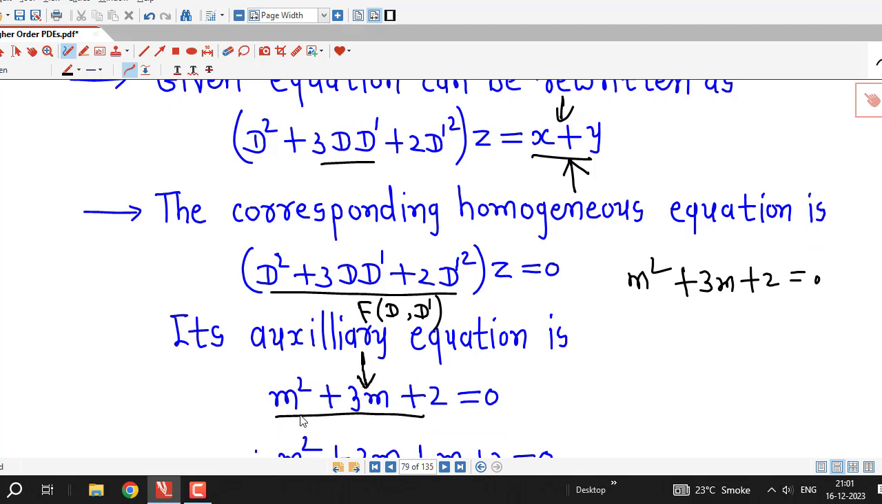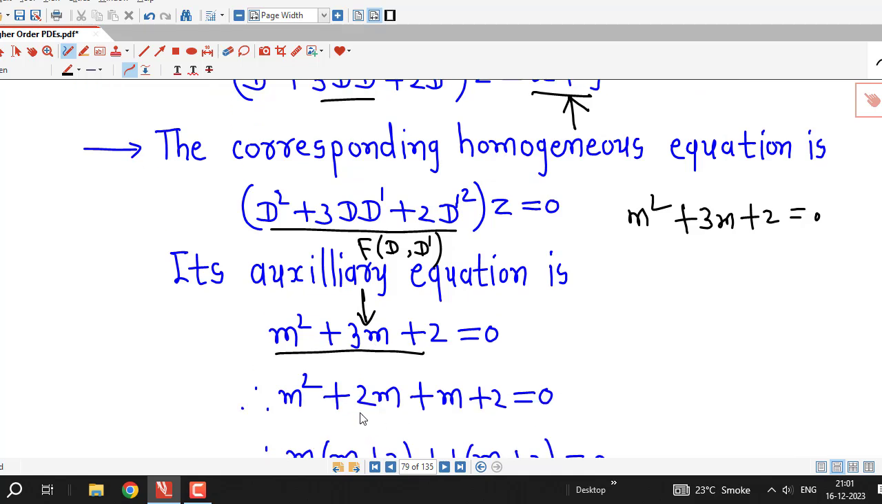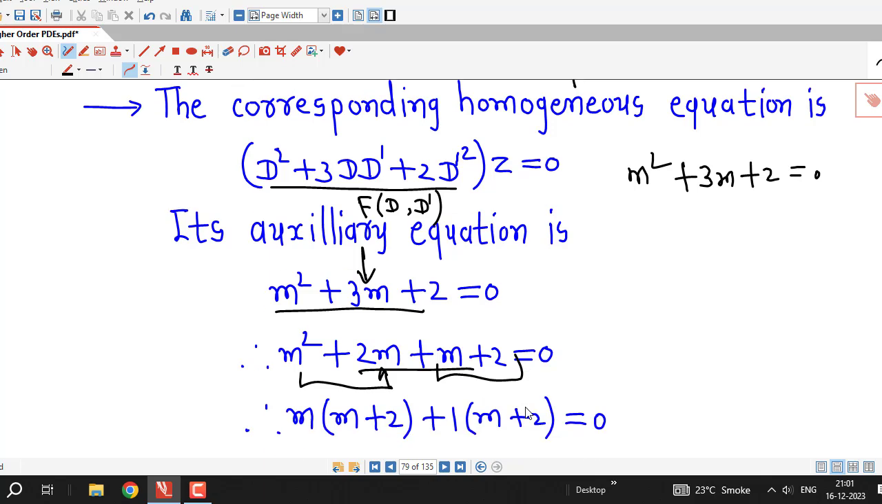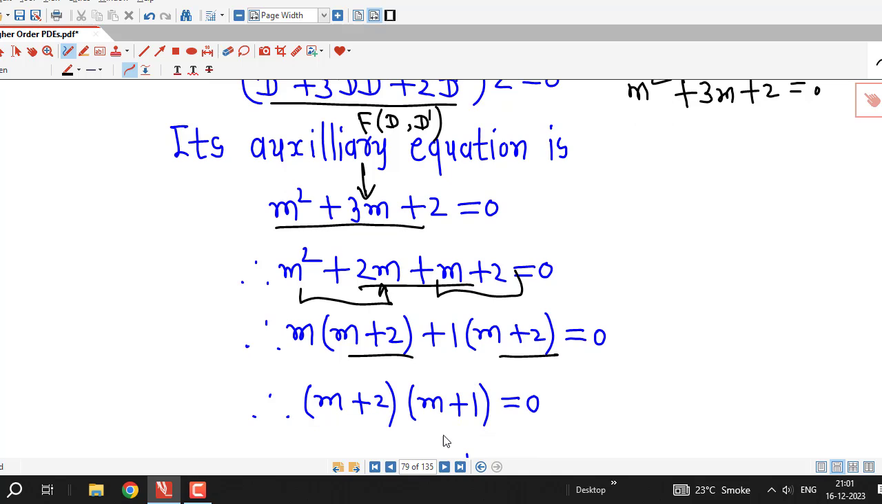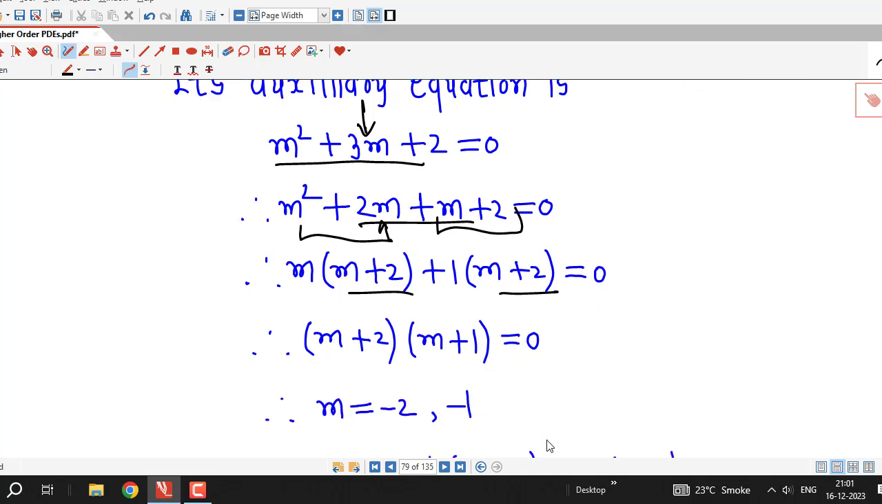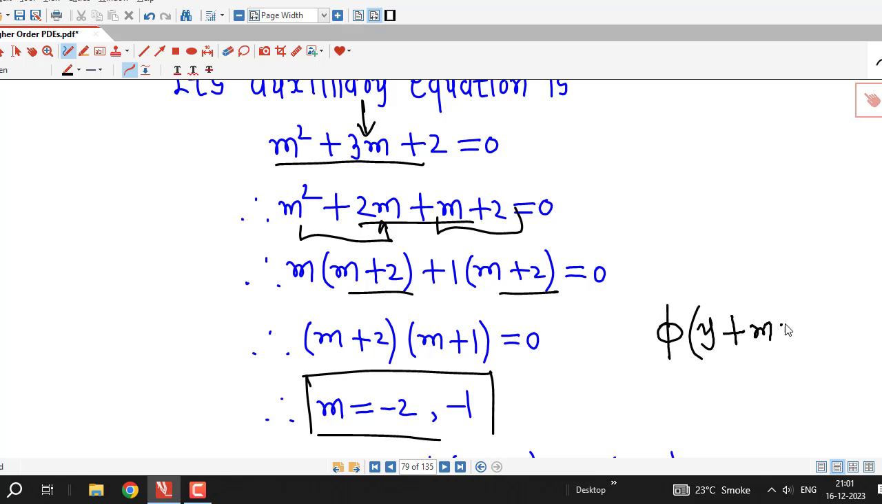Now I can factorize this. I can rewrite 3m as 2m plus m. Then I take m common from these two terms, that is m times m plus 2. Here I take 1 common. And then I take m plus 2 common and m plus 1 equal to 0. That is, I have two roots of the auxiliary equation, both are real and distinct. And corresponding to each value, we write the complementary function. Part of the complementary function is in this form, an arbitrary function of y plus mx.